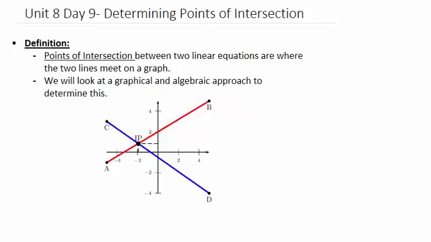Unit 8, Day 9, Determining Points of Intersection. So a point of intersection between two linear equations is where two lines meet on a graph. And we're going to look at graphical and algebraic approaches to determining this. So as you can see in the picture here, these two lines have an intersection point.